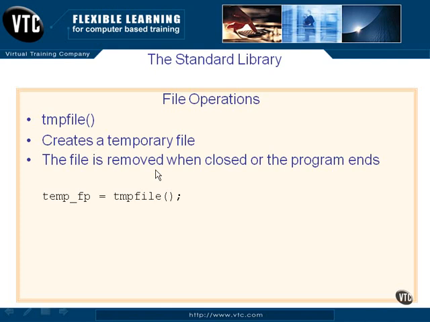Tmpfile will create a temporary file, and then that file will be removed when the program closes up, or if you do an fclose on this temporary file pointer. You don't really care about the name of the file or anything like that. It's just a temp file that will be created on the file system for you, and you can use it as a scratch pad, whatever you want to call it, and then you close it when you're done. It's a TMP file.